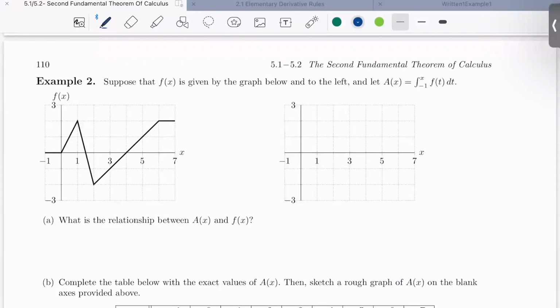In this video, we're going to look through example 2 in sections 5.1 and 5.2 on the second fundamental theorem of calculus. In example 2, we're given the opportunity to explore the second fundamental theorem of calculus graphically. So let's read the question together.